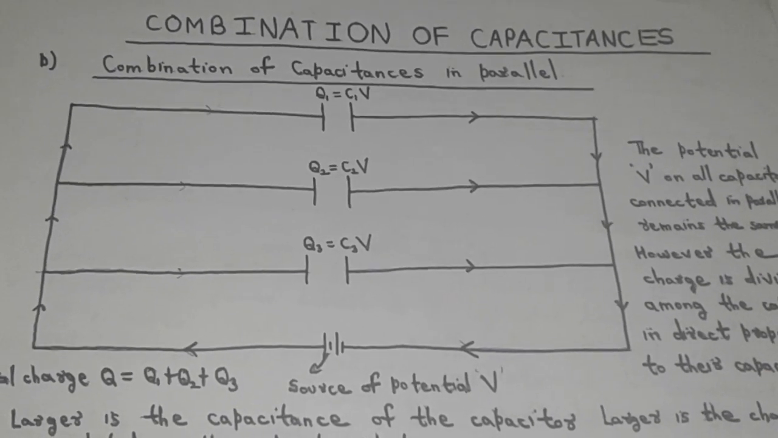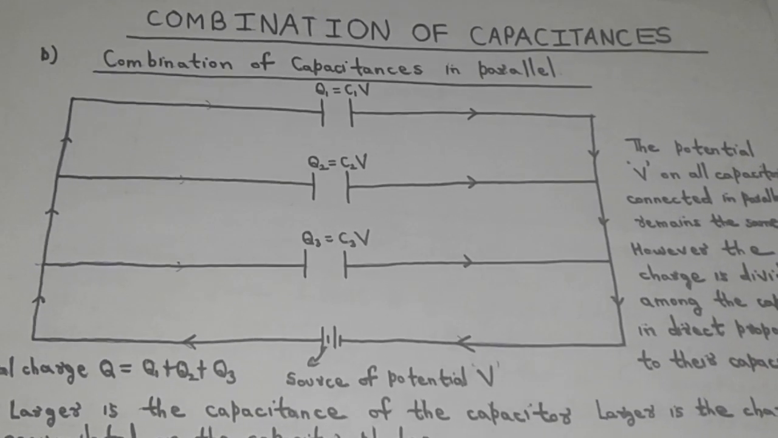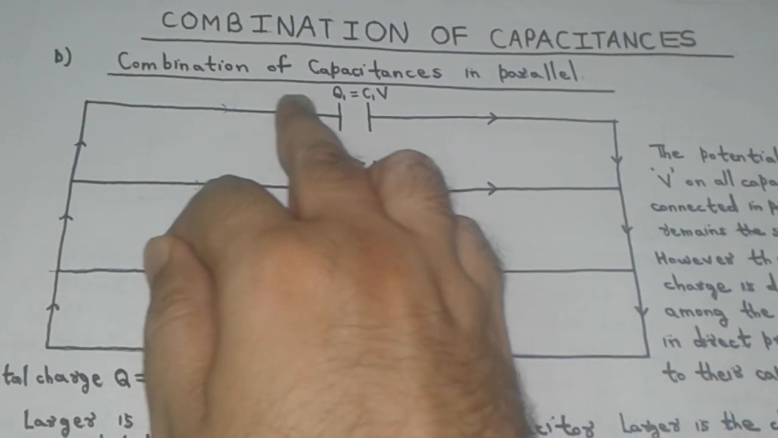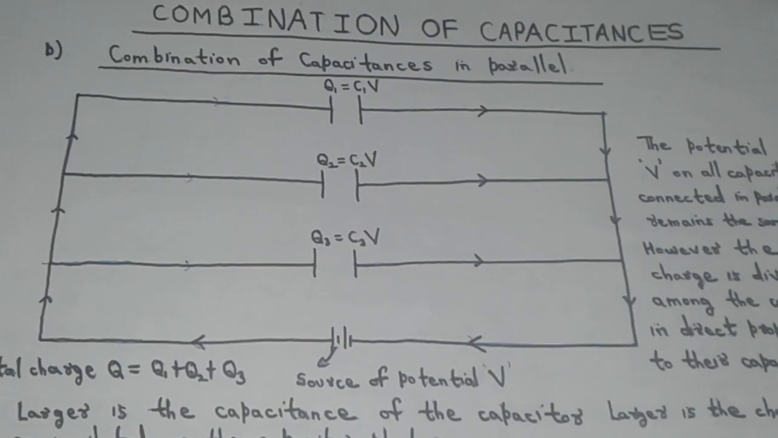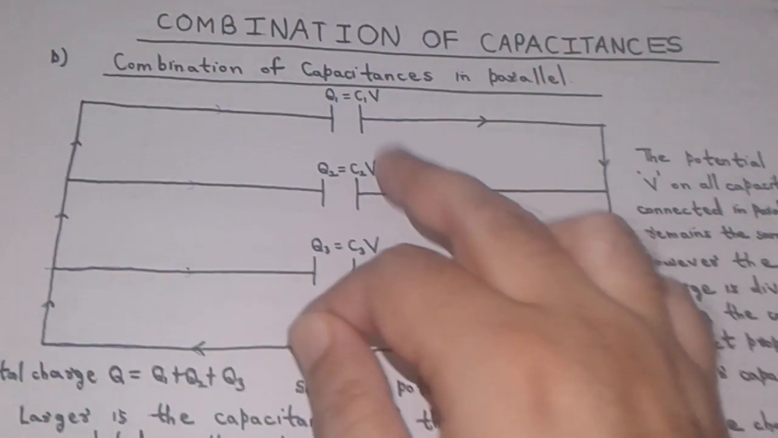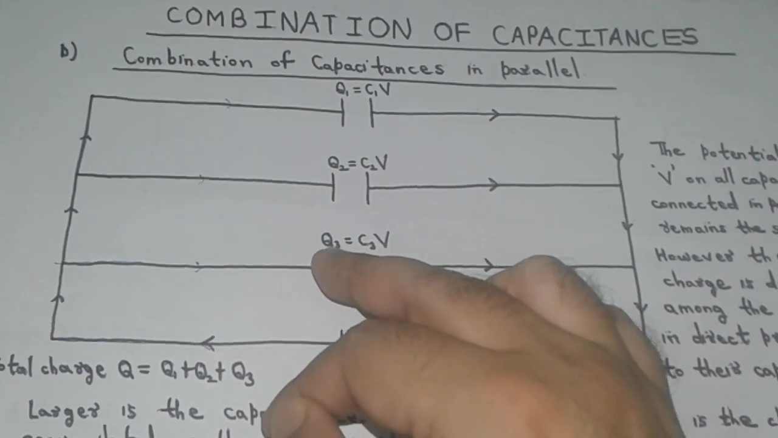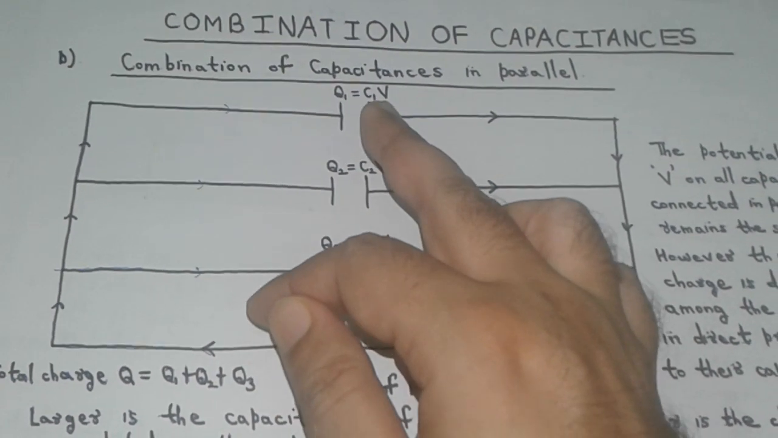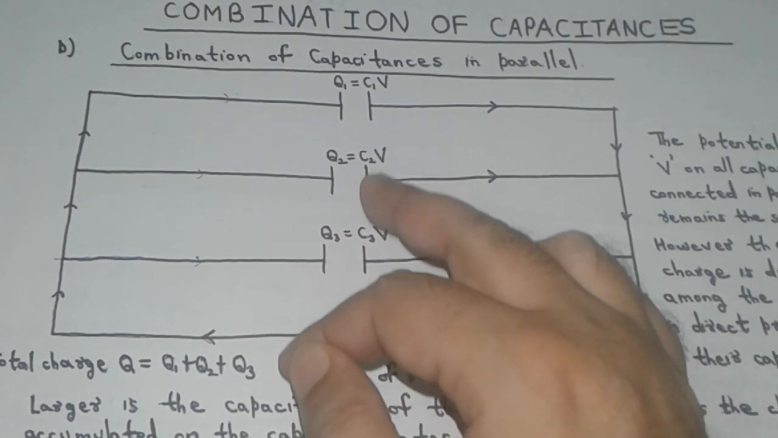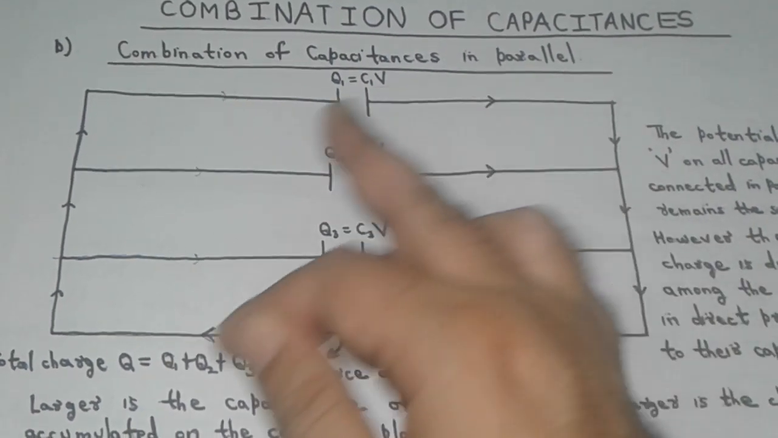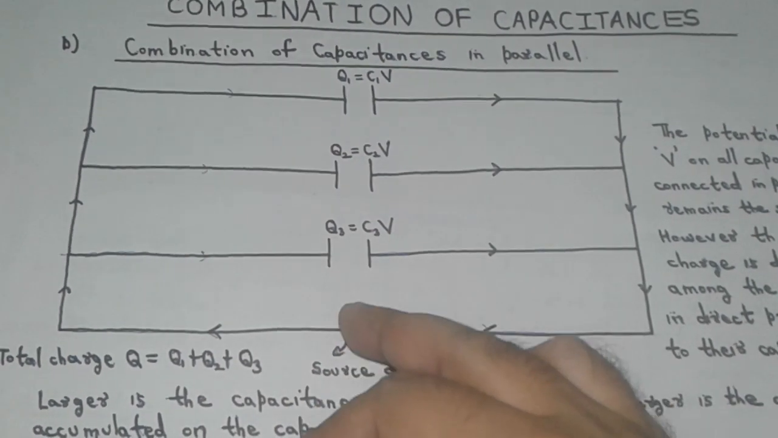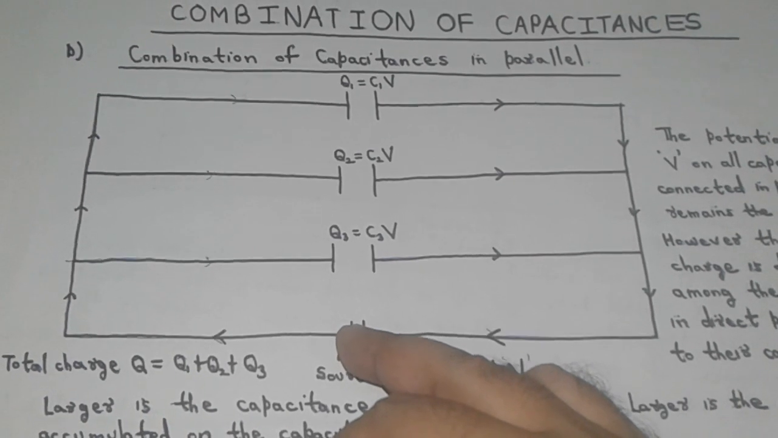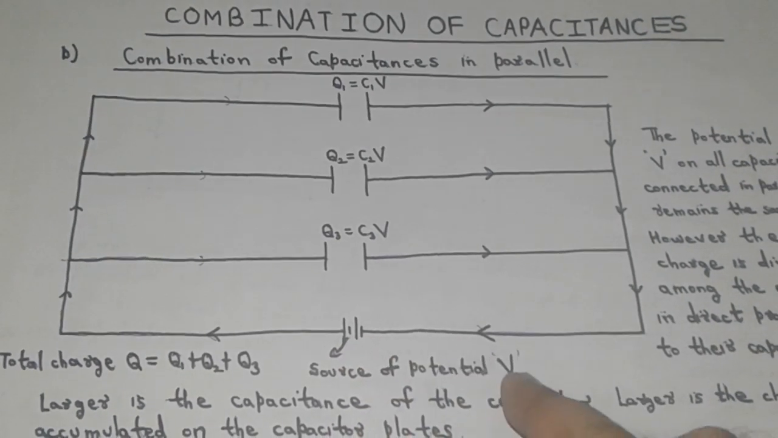Hello students, today we will discuss combination of capacitances in parallel. Let three capacitors of capacitances C1, C2 and C3 be connected in parallel across a potential source of potential V.